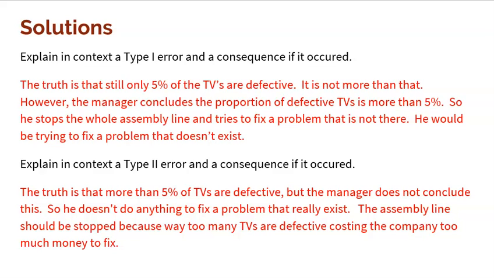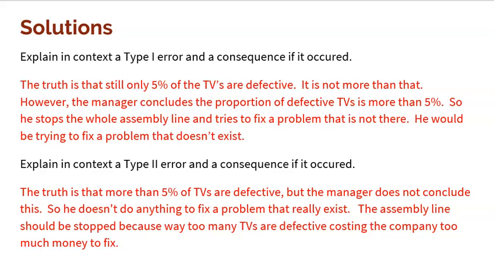Now, type 2 error and a consequence would be this. The truth is that more than 5% of TVs are defective. There really is a problem. The manager was right, but the error is he does not conclude this. He keeps the null. So he doesn't do anything to fix a problem that really exists. There really is a problem. More than 5% of TVs are defective. The assembly line should be stopped because there are way too many defective TVs. And that means that the company's spending a lot of time and money to fix them.